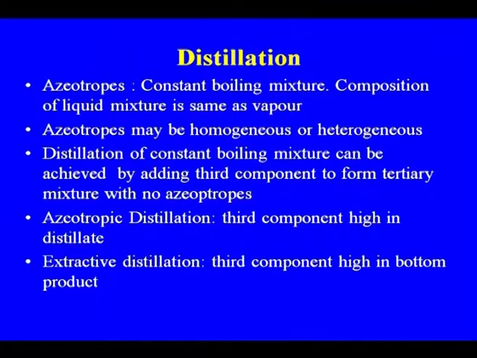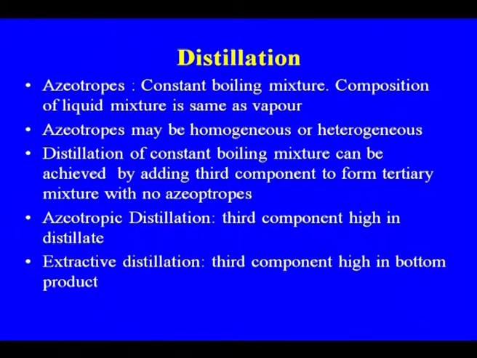components. So, this is about the azeotrope, a constant boiling mixture where the composition of the liquid mixture is the same as the vapor, and so the separation is difficult by conventional distillation. Azeotropes may be homogeneous or heterogeneous. Distillation of the constant boiling mixture can be achieved by adding a third component, that we use in azeotropic distillation or extractive distillation, to form a ternary mixture with no azeotrope, and so the separation becomes easier. So, why do we call it azeotropic or extractive distillation?